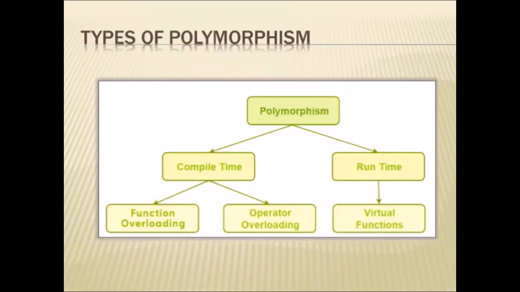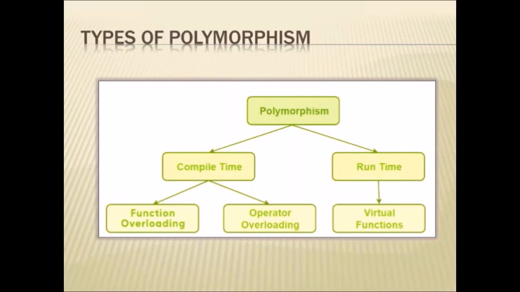The polymorphism can be divided into 2 types, compile time polymorphism and runtime polymorphism. So the examples for compile time are function overloading and operator overloading, and the runtime polymorphism can be achieved by using overriding and virtual functions.